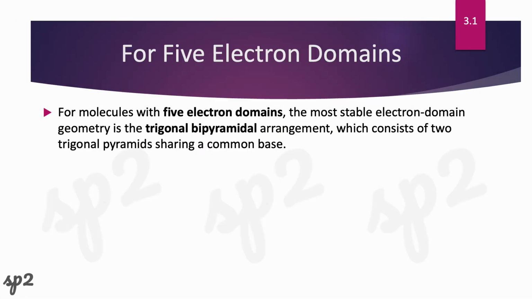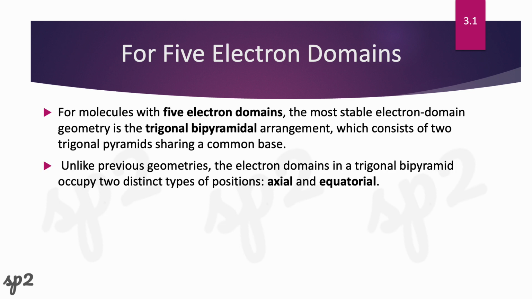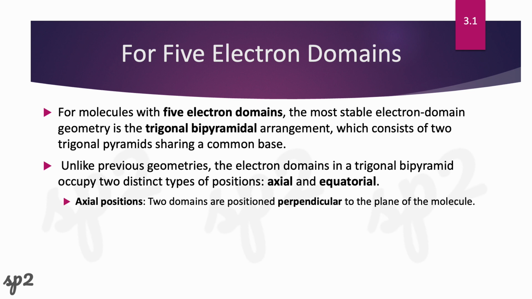Okay, so for the 5 electron domains, these are the most stable. The electron domain geometry is going to be the trigonal bipyramidal arrangement, which typically consists of 2 trigonal pyramids that are sharing a common base. Now, unlike previous geometries, the electron domains in the trigonal bipyramid occupy 2 distinct types of positions. We can call them either axial or equatorial positions.